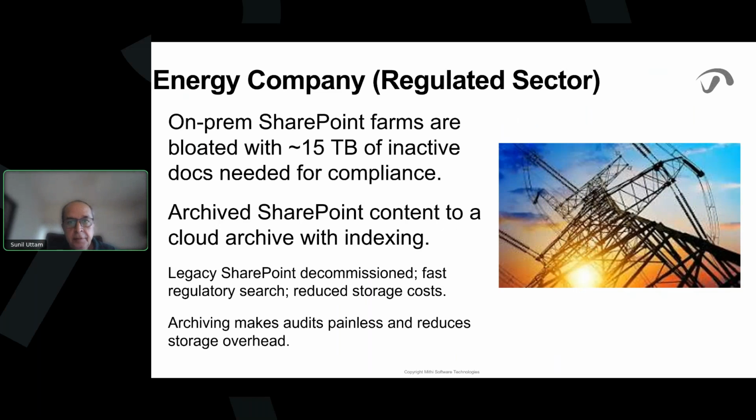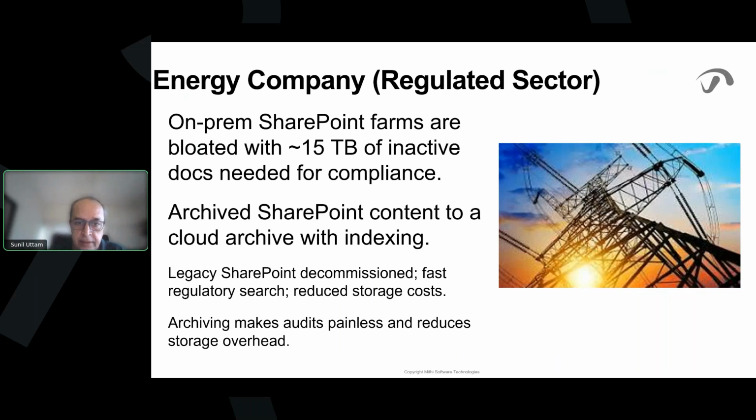This is an energy company, it's a regulated sector, can't take the name, right? They had on-premise SharePoint farms. They have to keep it for compliance for long periods. Okay, a 15 TB SharePoint farm was a big challenge to manage, right? It was bloating and it was on-prem, so we have to make sure backups, etc., security, everything has to be done. They just moved it to the cloud with indexing, right?